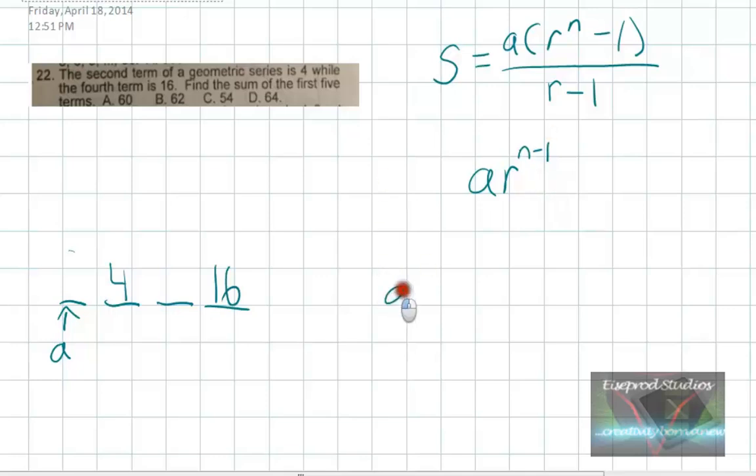So a times r is equal to 4. The reason why I wrote it like this is because this is the second term in the sequence. We know that it's the second term, so technically we have 2 minus 1 as our exponent. But 2 minus 1 is just 1, and r to the 1 power will again just be r. Okay. What else do we know?